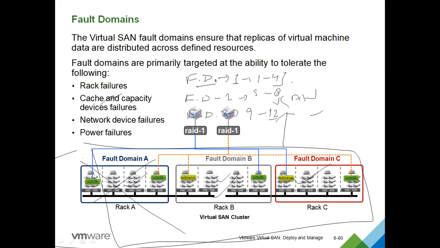So now your vSAN cluster can logically identify that these 4 hosts are part of rack 1, these 4 hosts are part of rack 2, and these 4 hosts are part of rack 3. Unless you do this segregation, this fault domain creation within your vSAN cluster, your cluster will not be able to identify that you have split these physical nodes across different racks. That's how you have to design the fault domain.